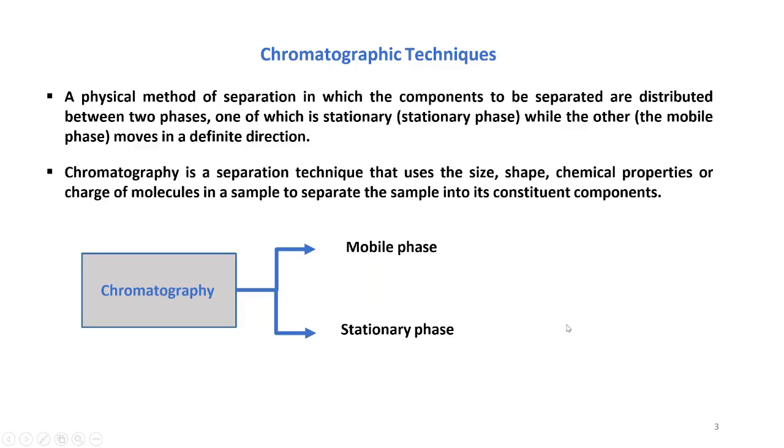So it is a physical method of separation in which the components to be separated are distributed between two phases, one of which is stationary and that is called the stationary phase, while the other, the mobile phase, moves in a definite direction. Chromatography is a separation technique that uses the size, shape, chemical properties, or the charge of molecules in a sample to separate the sample into its constituent components. So once again, chromatography has two components: the mobile phase and the stationary phase.